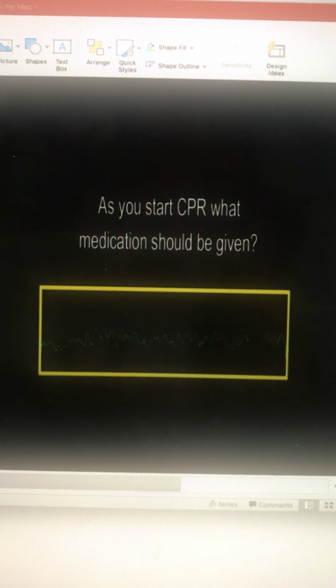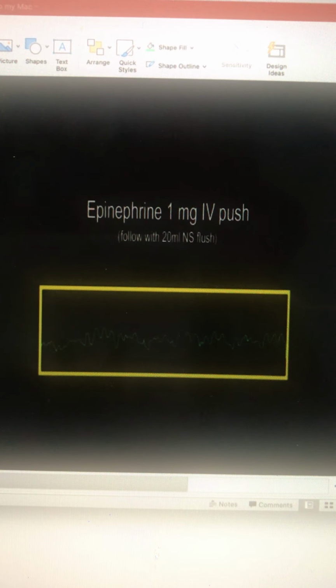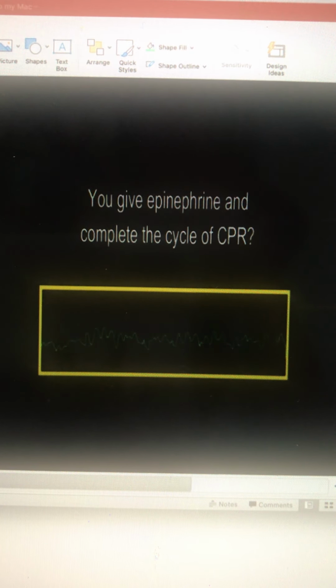All right. Elizabeth, what medication are we going to give? Going to give epi. How much? 0.1, or 1 milligram, sorry. 1 milligram, yes. So we've given the epi and we complete the cycles. Raquel, what are we going to do now? We're going to do a pulse check. Yes, check pulse and check rhythm, right? Because now we're seeing something different on the monitor, right?